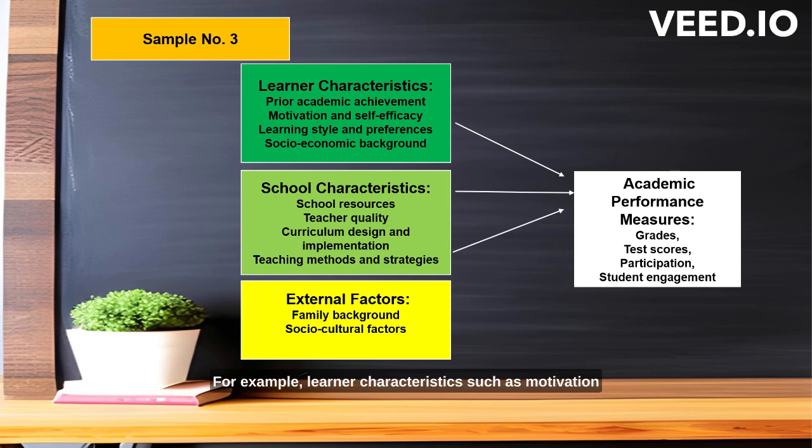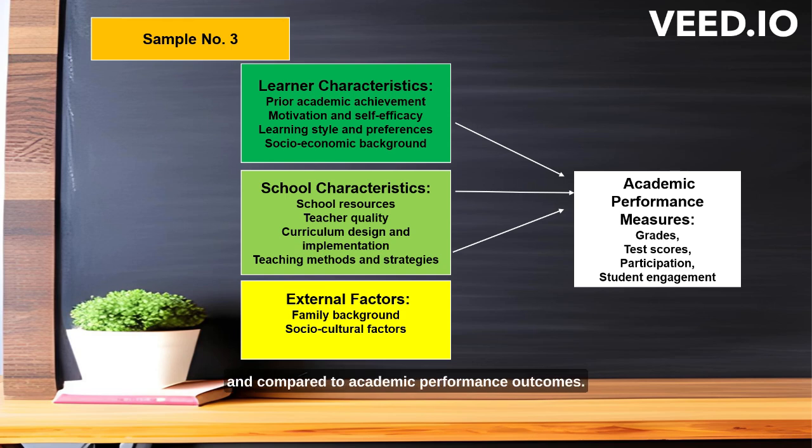For example, learner characteristics such as motivation and self-efficacy may influence educational performance measures such as grades and test scores. Likewise, school characteristics such as teacher quality and teaching methods may impact student engagement, affecting academic performance. Finally, external factors such as family background and sociocultural factors may also impact academic performance through their influence on learner and school characteristics.